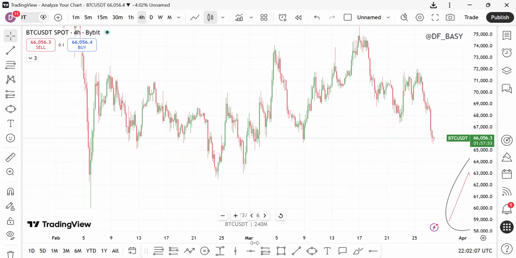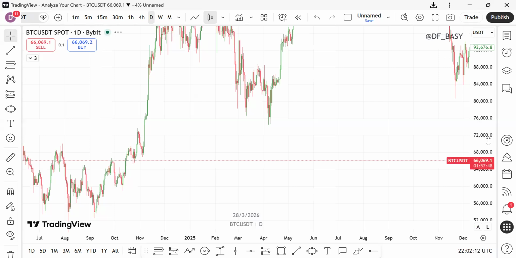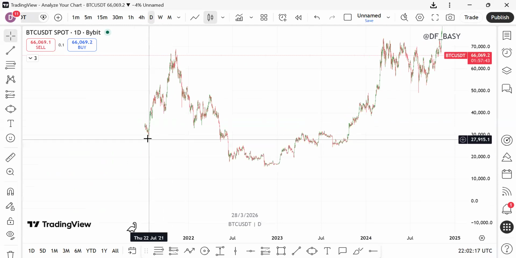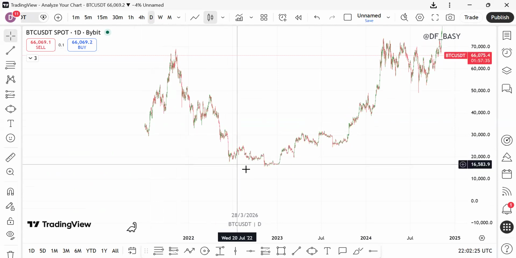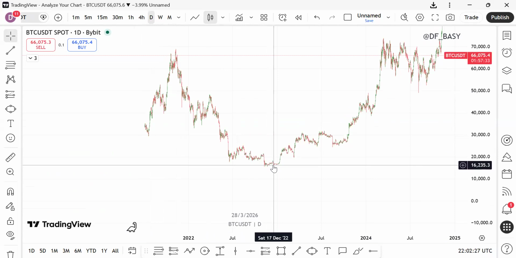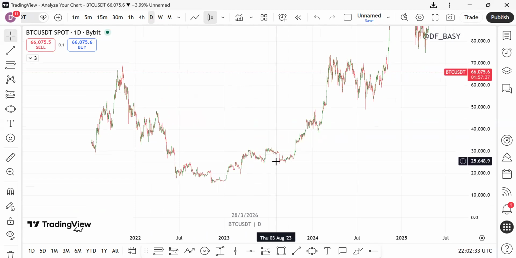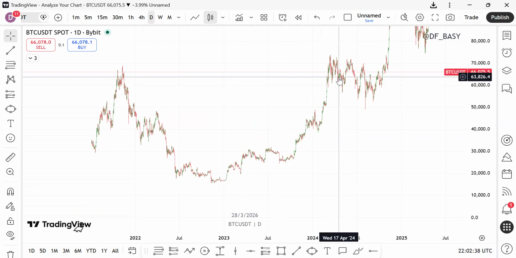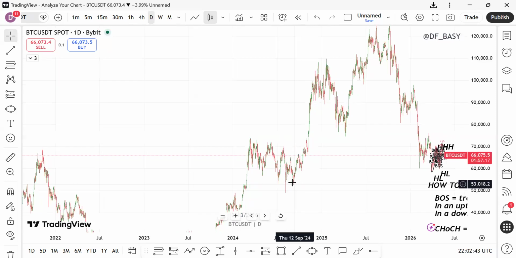So now let's look at Bitcoin, BTC. Bitcoin has been bullish since its creation. This is 2021 Bitcoin, which hit an all-time high of $68,000, then dipped down to $14,000 to $16,000 and started creating bullish structure, then pumped all the way up to $72,000. Then it ranged from there and dropped to $47,000 in 2024.